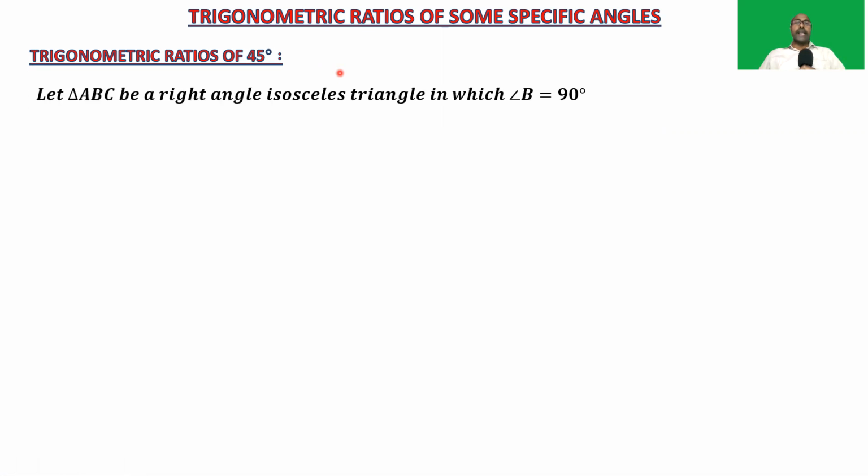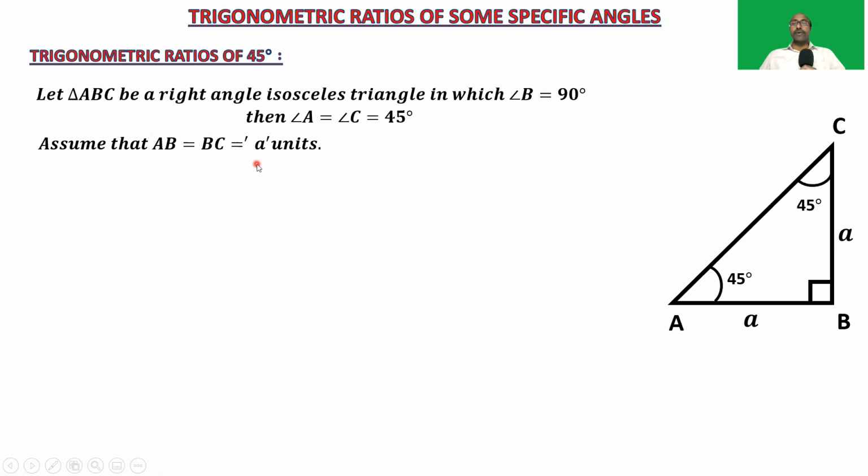Let ABC be a right angle isosceles triangle in which angle B equals 90 degrees. As triangle ABC is a right angle isosceles triangle, the sum of angles A and C is 90 and they are equal. So angle A equals angle C equals 45 degrees. Assume that the length of the equal sides is A units. That is AB equals BC equals A units, like this picture.